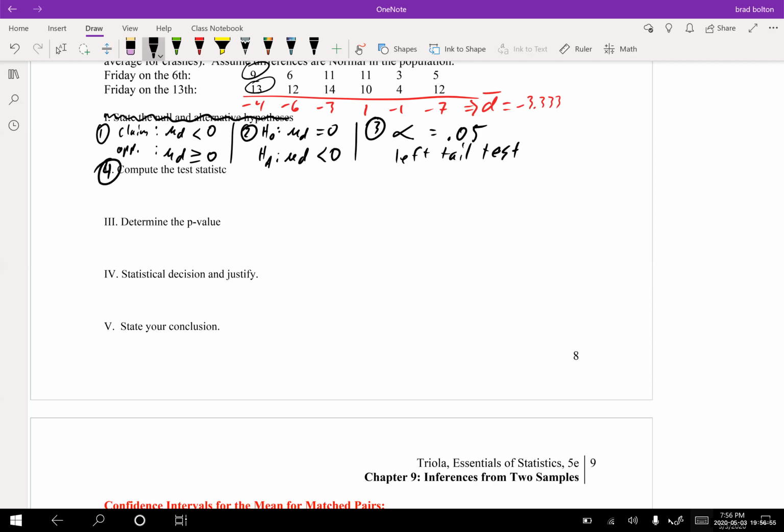So it says compute the test statistics. So this will be our step 4. So I'm going to do my calculator again. I'm going to do t-test. Okay, so then t equals. So let's go stat test t-test. Now I already have the data entered in, so I'm just going to use that. And this time I'm doing less than.